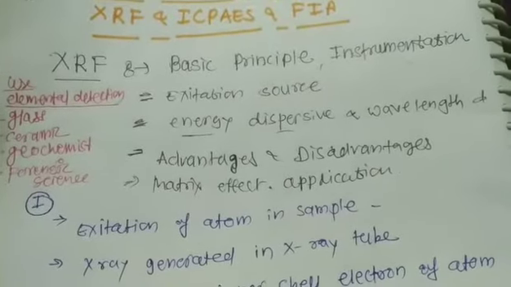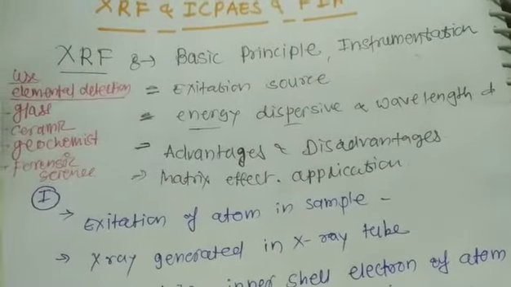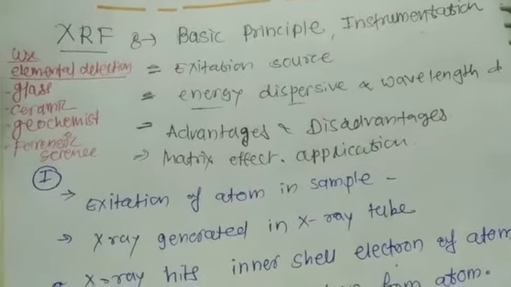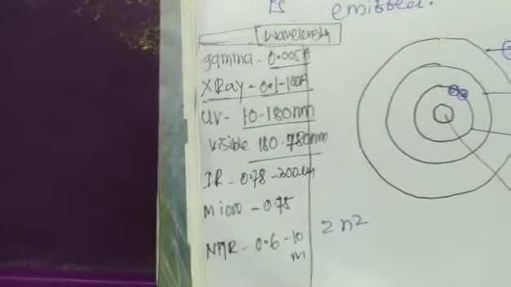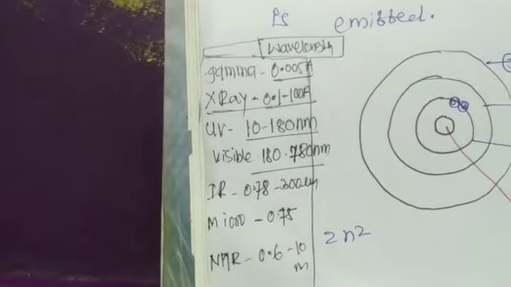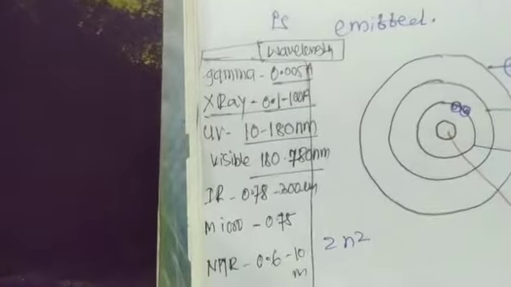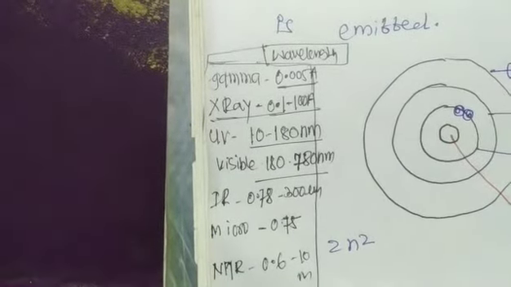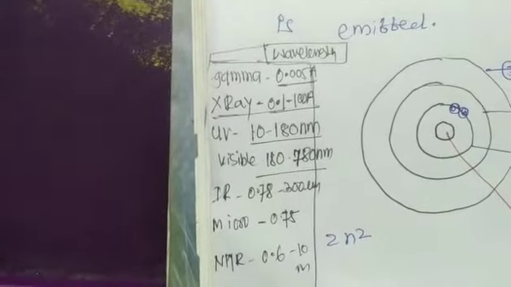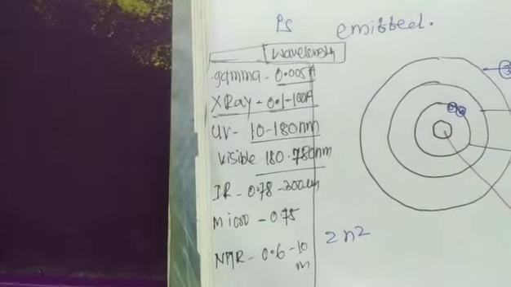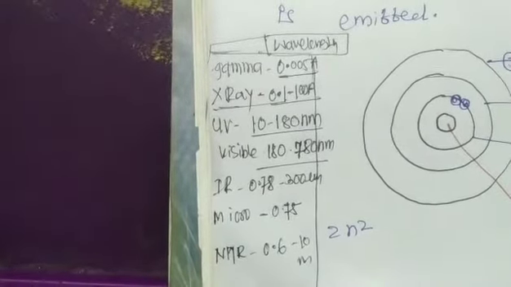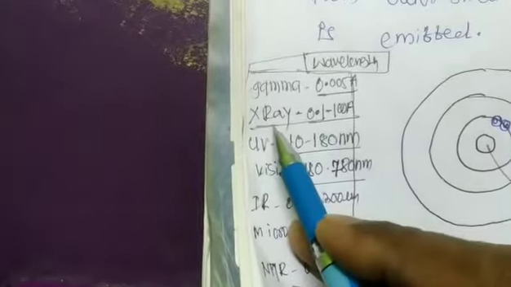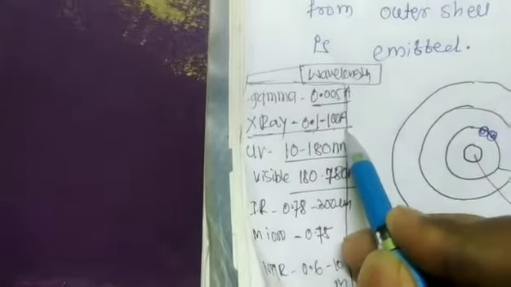So as the name says, XRF, X-ray fluorescence. In this technique we use X-rays. In the electromagnetic radiation ranges, X-rays are 0.1 to 100 angstrom. UV is 10 to 180 nanometer. Visible is 180 to 780 nanometer. IR is 0.78 to 300 micrometer, then microwave and NMR region. So the X-ray region is 0.1 to 100 angstrom.